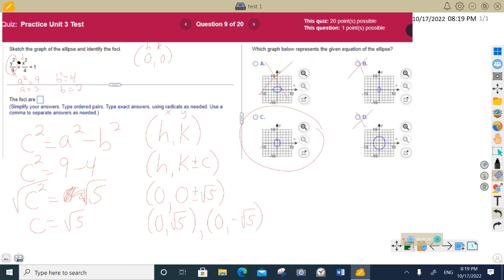So 0, 2 something. Your foci would be a little bit higher than 2, a little bit lower than 2, because that's 2 point something, negative 2 point something. So those are your foci. Make sure you type them in as ordered pairs. Make sure you separate with a comma.